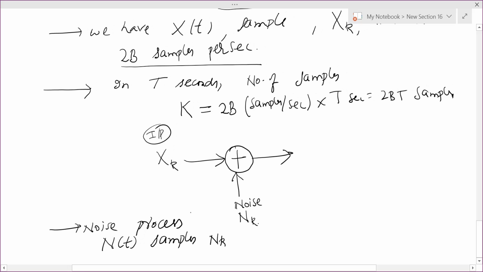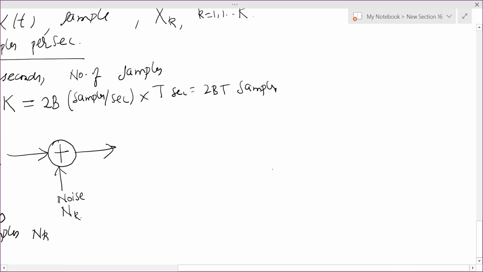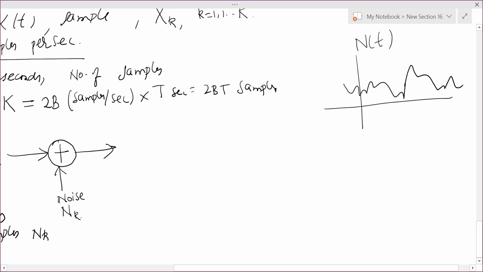Let me demonstrate it here. Suppose this is the noise. This noise gets added up to the signal, and remember that noise gets added up at the receiver. That is very important. At the receiver, we have transistors as a part of the amplifier, the oscillator, the demodulator, and it is inside the transistor that the random motion of electrons results in this noise.